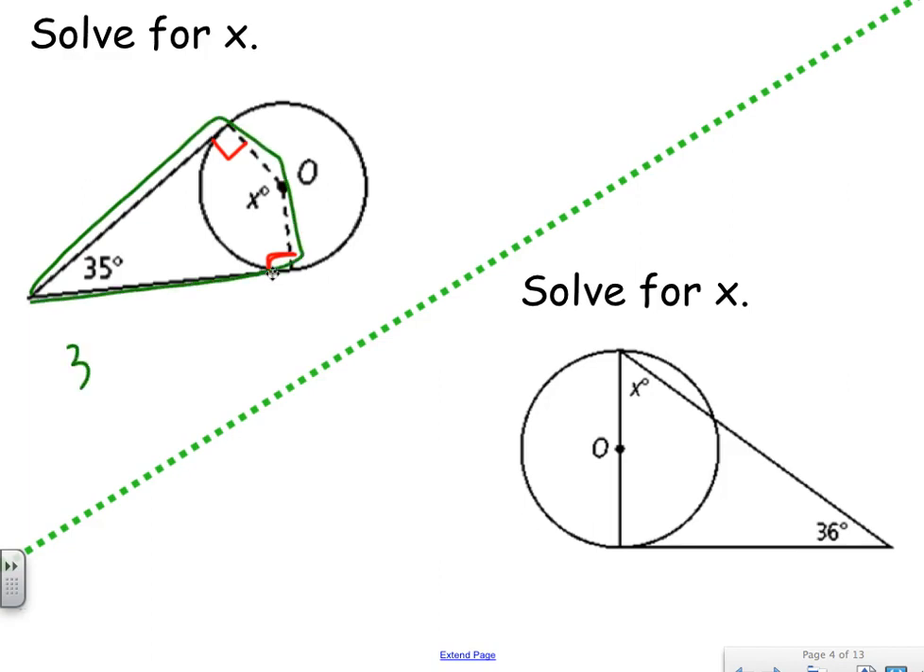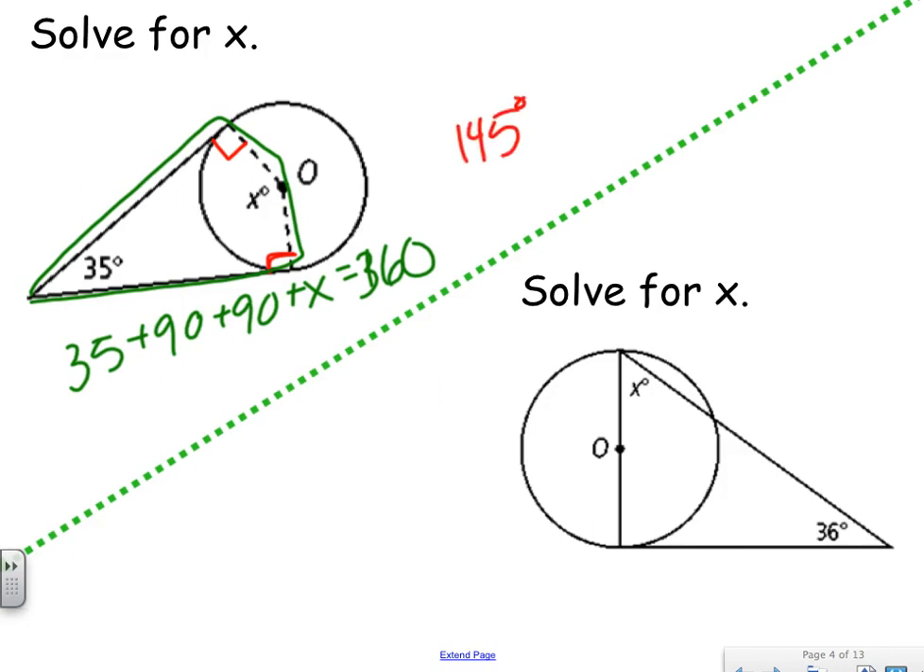So you could say 35 plus 90 plus 90 plus x equals 360, because it's a quadrilateral, it's got four sides. Or you could do 360 minus all of your angles. So you would get 145. So x is 145 degrees. So why don't you try this bottom right one? Solve for x, press pause, and we'll go over the answer.